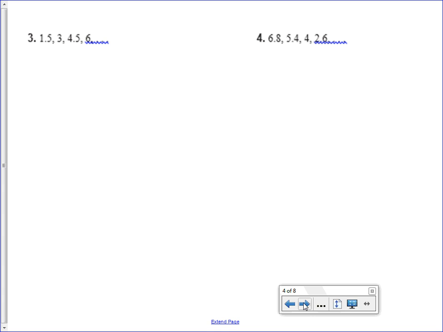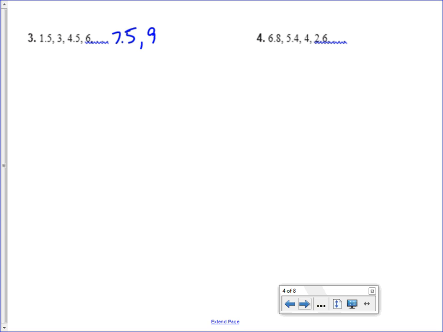Okay, so the first one, you should have seen that the pattern was increasing by 1.5 each time. So our next 2 terms would be a 7.5 and a 9. If you were asked to describe it, you should have said something like the first term is 1.5. After that, we increase by 1.5 each term. So that would have been what you should have had in words.